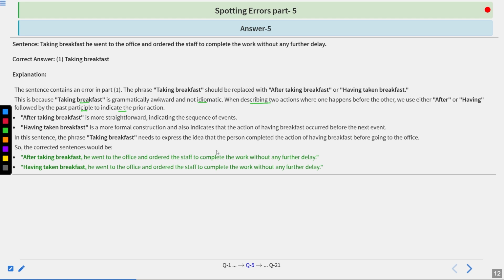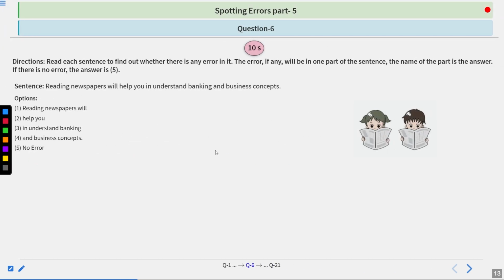I hope you have understood. Let's move to the next question. Reading newspapers will help you in understand banking and business concepts. Options are given below. You have 10 seconds to spot the error.